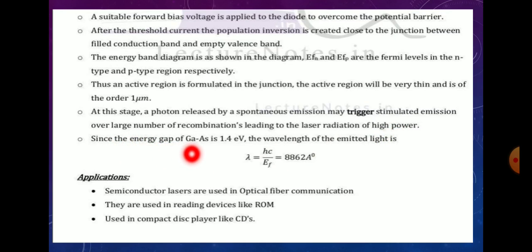Since the energy gap of gallium arsenide is 1.4 electron volts, the wavelength of the emitted light is lambda equals hc divided by Eg, which is 8862 angstrom. h is the Planck constant, c is the velocity of light, and Eg is the energy gap. Applications: semiconductor lasers are used in optical fiber communication, in devices like ROM, and in compact disc players like CDs.